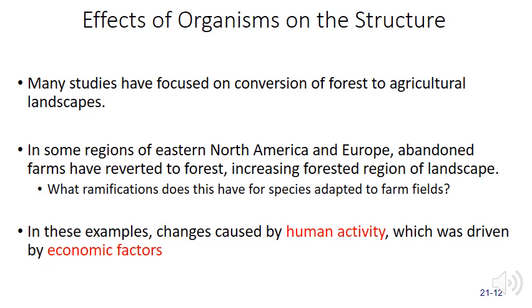In many areas of the world, what's been happening over recent centuries has been the conversion of forest landscapes to more agricultural landscapes or agricultural land uses. But in some regions, particularly in eastern North America and Europe, abandoned farms are reverting to forests. So we're seeing an increase in the forested area of the landscape compared to agricultural land uses. And this obviously has ramifications for organisms and species that are adapted to farm fields.